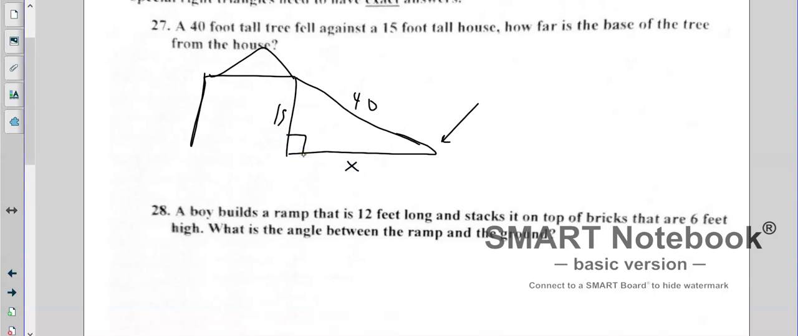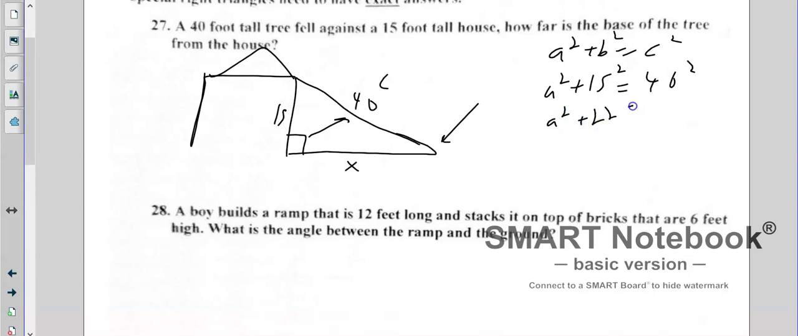90-degree angle, no 30, 60, 90, no 45, 45, 90. This is Pythagoras. So a squared plus b squared equals c squared. My hypotenuse, be careful, is 40. So a squared plus 15 squared equals 40 squared. A squared plus 225 equals 1600. Subtract 225, 1600 minus 200 is 1400, so that's 1375. That's a big number, so you're going to use your green sheet to find out what goes into it.